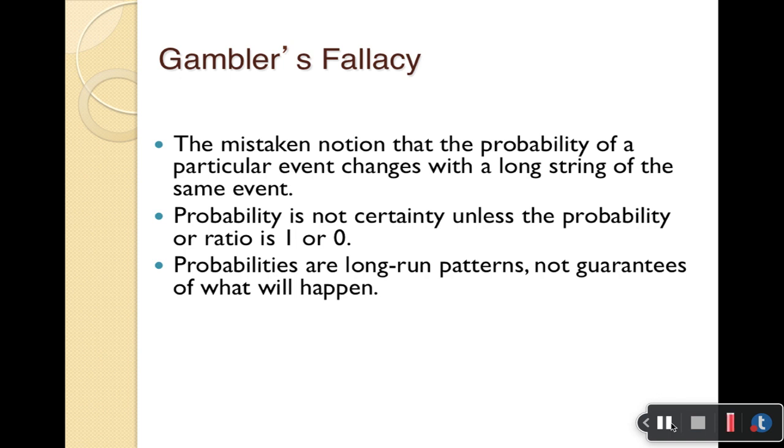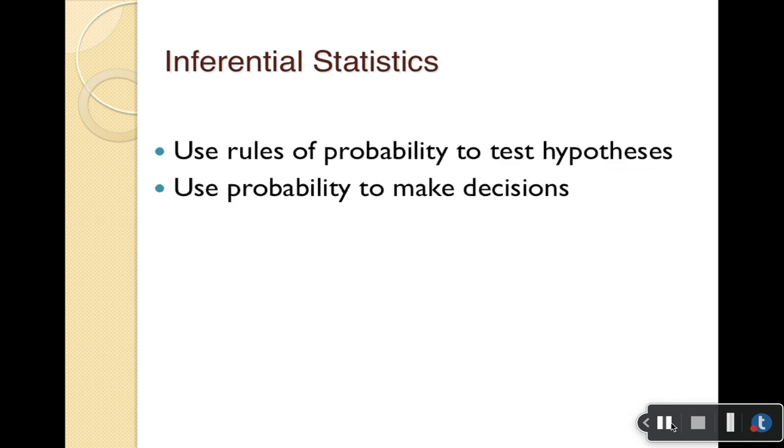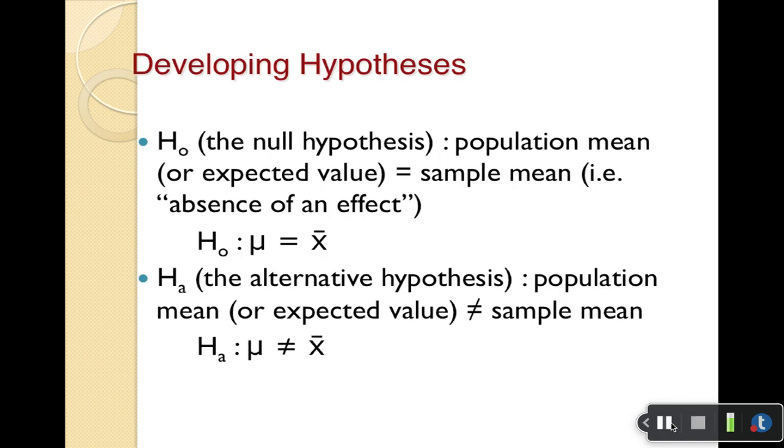So probabilities are never certain. They're always expressed in some kind of a ratio, unless the probability is 1, a perfect 100% chance of something happening, or 0, a perfect 0% chance of happening. And again, we're interested in these long run patterns, not necessarily guaranteeing what will happen. The reason why we care about probability is because this is how we use inferential statistics to test our hypotheses. Specifically, we're using probability to make decisions, in this case, about our distribution of sample means.